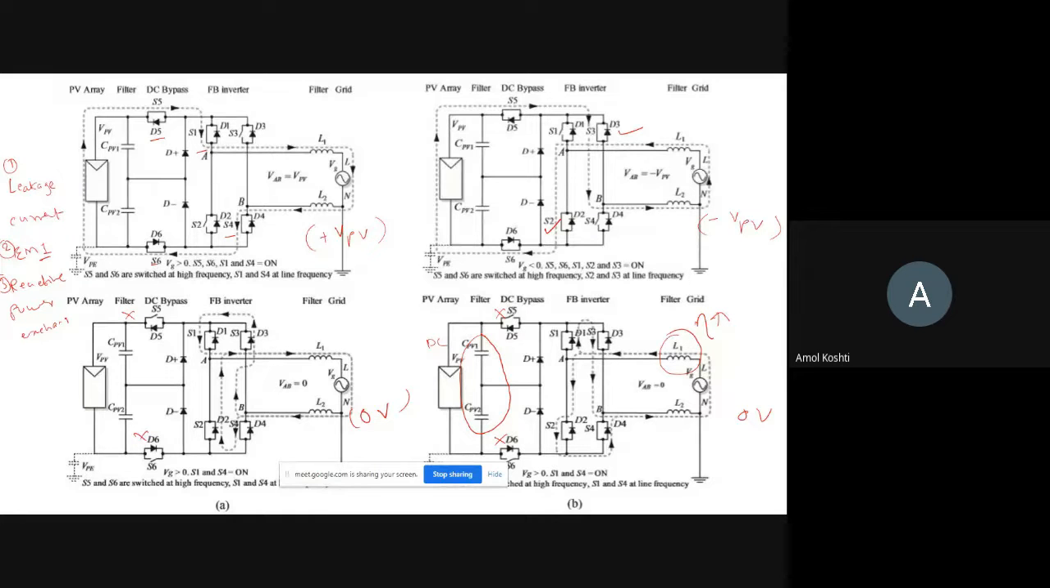Okay, so you might have a question: what is the concept of electromagnetic interference? Electromagnetic interference happens in the grid because of this high switching, and there is a grid frequency, which is a fundamental frequency. So there is a possibility that EMI, that is electromagnetic interference, may happen in the grid.